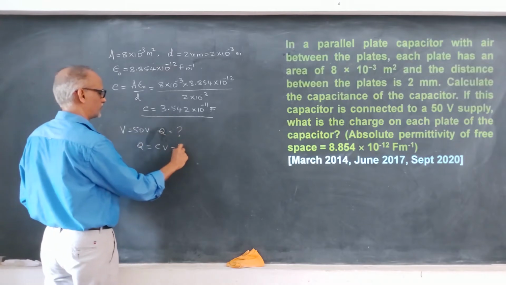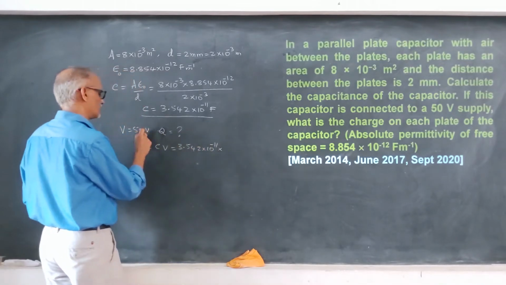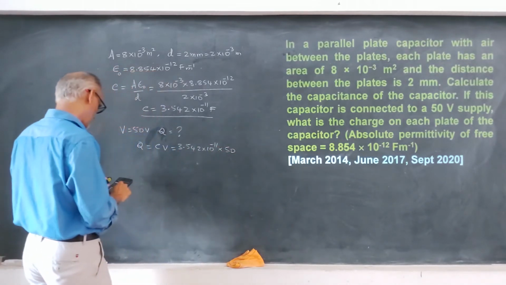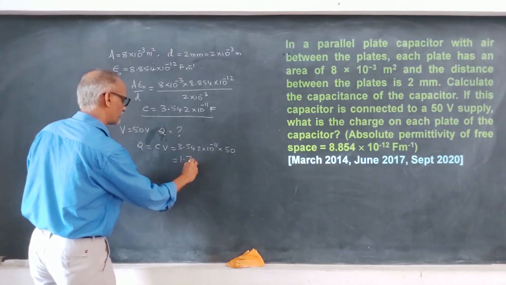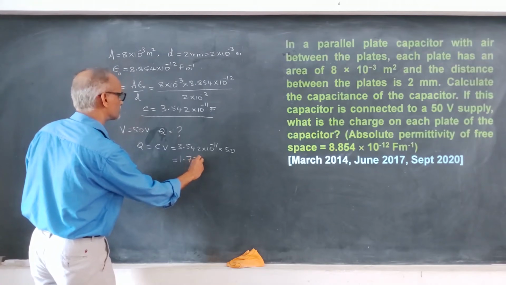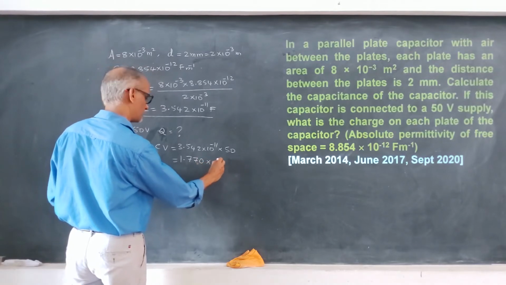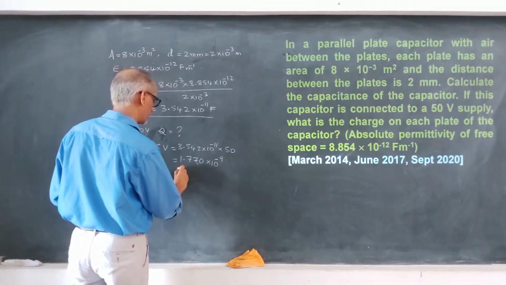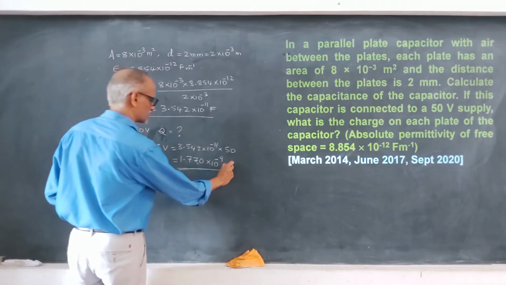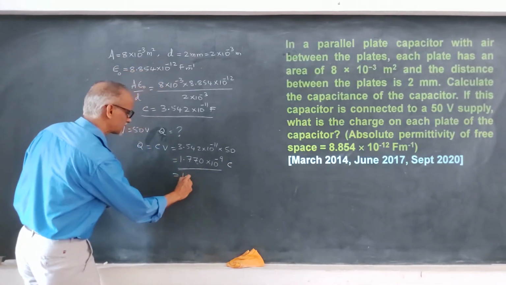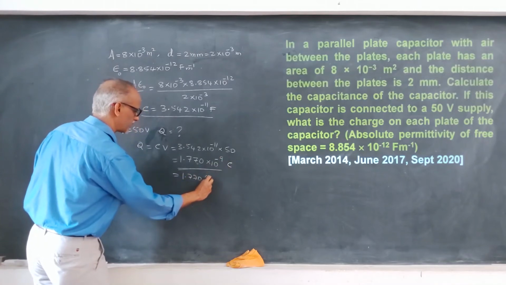The value of C is here 3.542 in 10 to the power minus 11 into the value of V, which is 50. Right. So for this answer I need to multiply by 50, then we get 1.770 into 10 to the power minus 9. When we rearrange, 1.770 into 10 to the power minus 9. Now charge is in coulomb. You can even write that this 10 to the power minus 9 is nothing but nano, right? You can write nano.